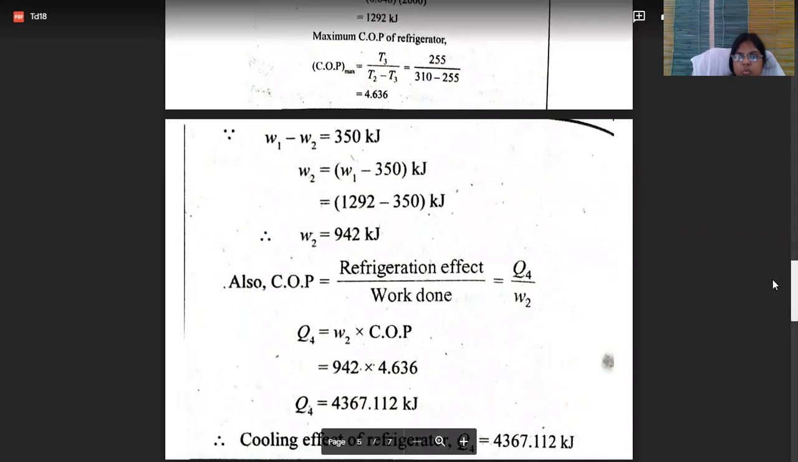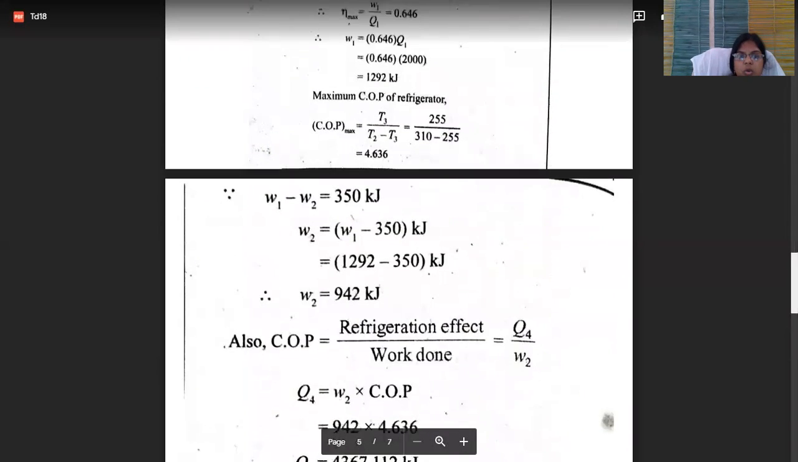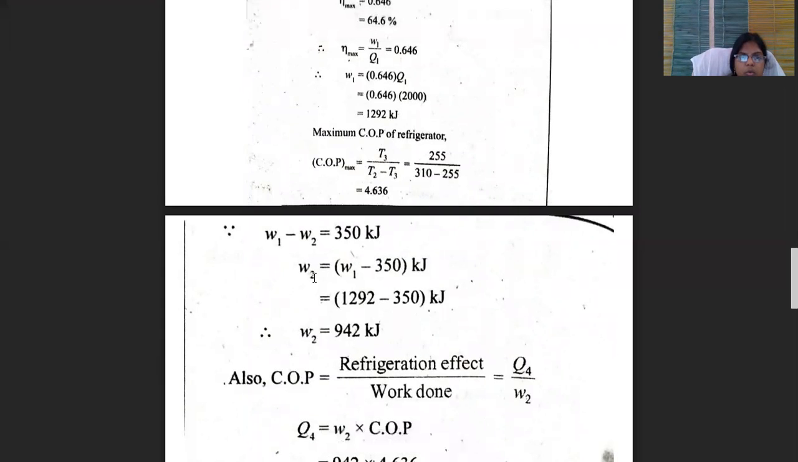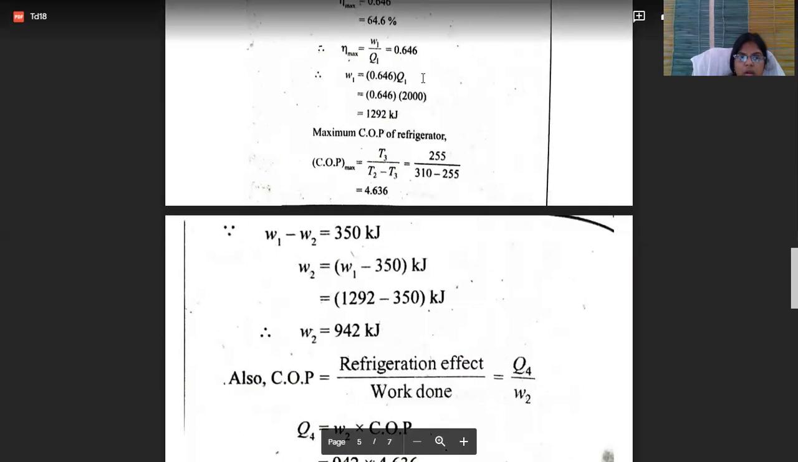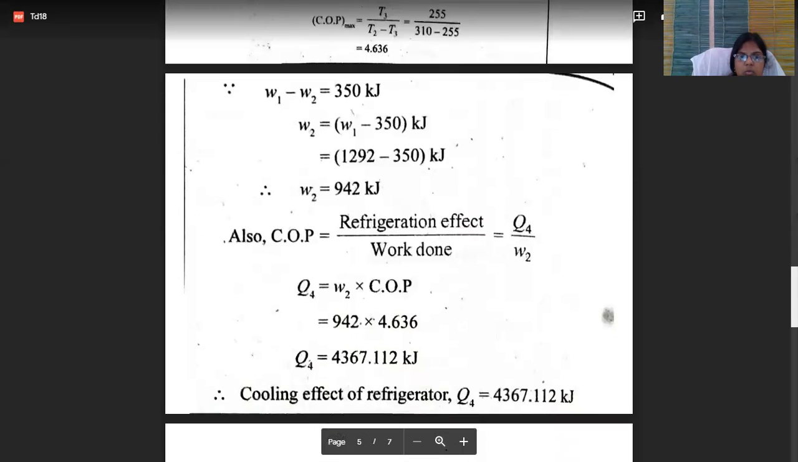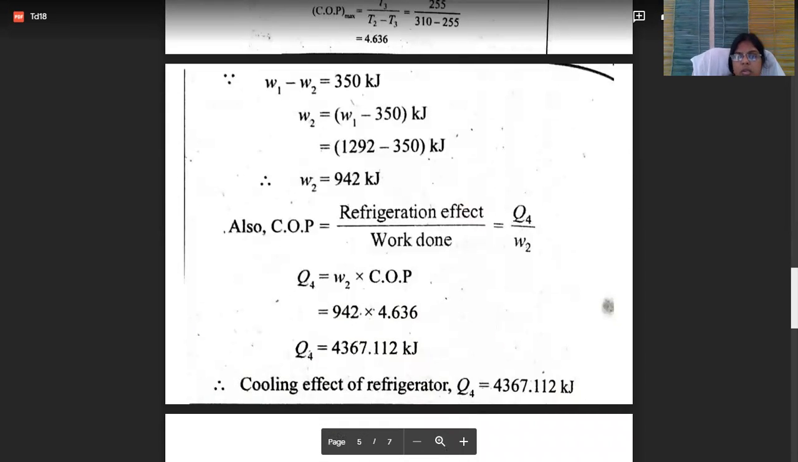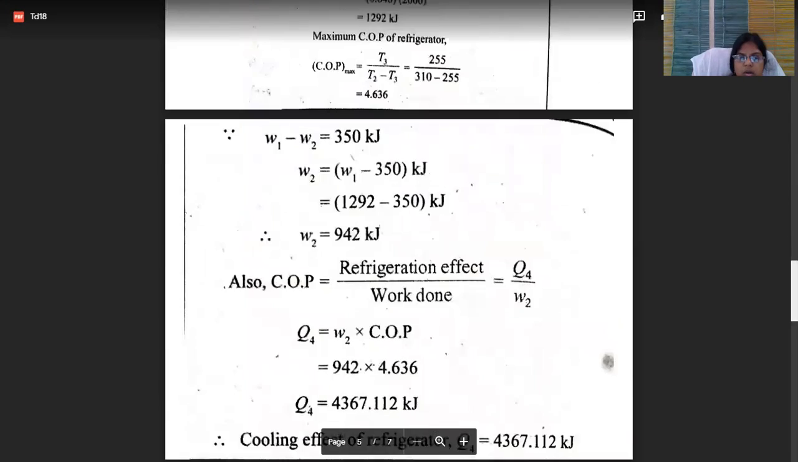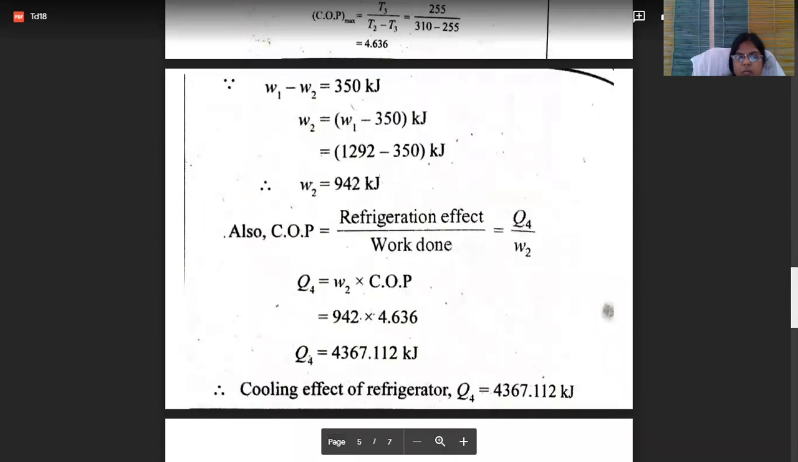Work done W1 minus W2, the total work done, is equal to 350. So W1 minus W2 is equal to 350. Already we got W2 is equal to W1 minus 350. We got the value of work done W1, and placing it, W2 is equal to 942. W1 is for the heat engine and W2 is for the refrigerator work done. Actually, W is the overall work done for the heat engine and refrigerator.